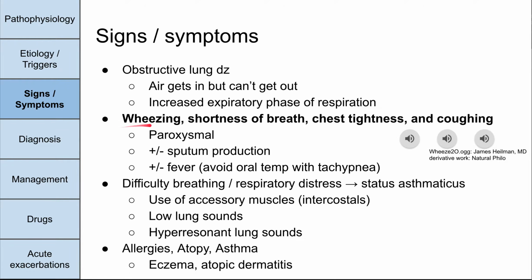So the signs and symptoms of asthma are pretty easy. It's really just this bolded bullet point here. In general, we said asthma is an obstructive lung disease. Air gets in but can't get out. So you will notice when listening to somebody breathe that they have a prolonged expiratory phase of respiration. So when they're breathing, they're going to be spending more time exhaling than a person without asthma would. So again, the important ones: wheezing, shortness of breath, chest tightness, and coughing.